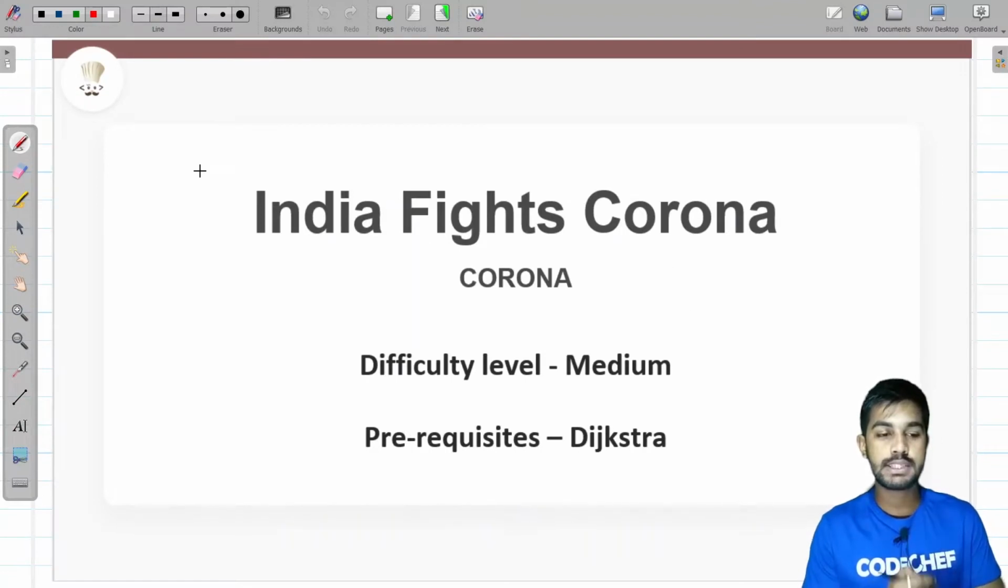Today, we would discuss the problem named India Fights Corona. The problem code of this problem is Corona, the difficulty level of this problem is medium, and the prerequisite to this problem is Dijkstra.